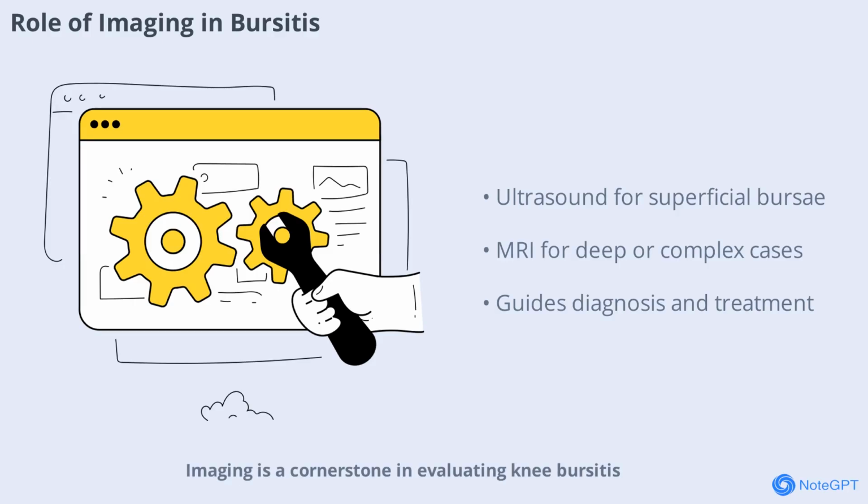Imaging is a cornerstone in evaluating knee bursitis. Ultrasound is the first-line tool for most superficial bursae, allowing visualization of fluid, synovial thickening, or infection. It's also invaluable for guiding aspiration or injections. MRI is reserved for complex, deep, or atypical cases, providing detailed anatomical information and detecting coexisting pathologies like meniscal tears or osteoarthritis. Radiographs are less useful but can help rule out fractures or calcific bursitis. Proper imaging ensures accurate diagnosis and guides effective management.